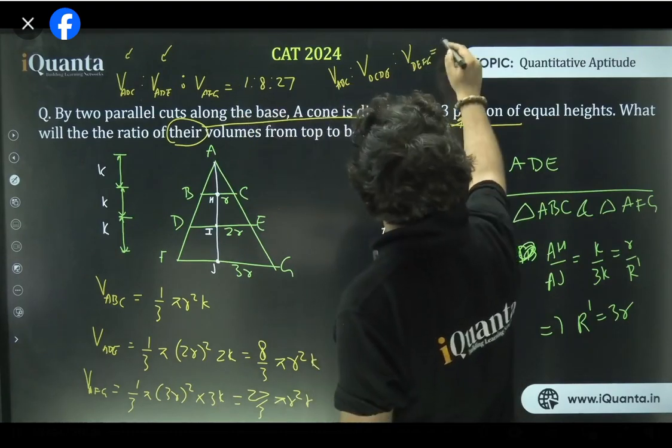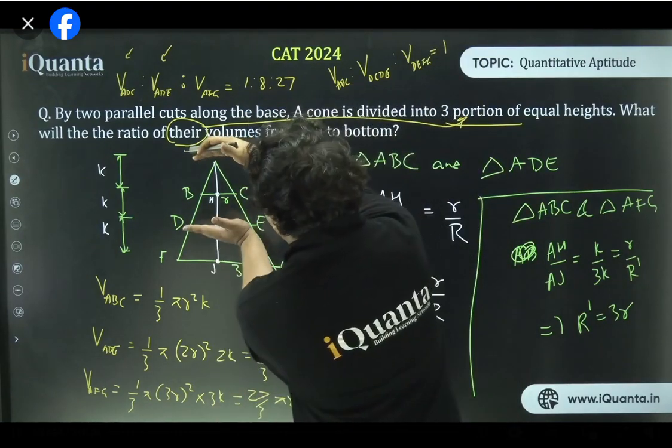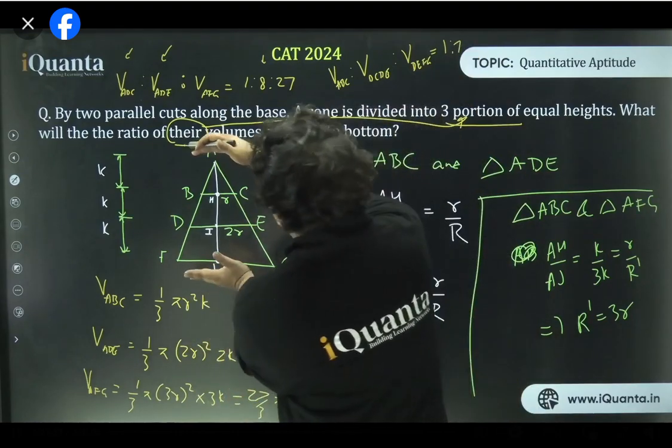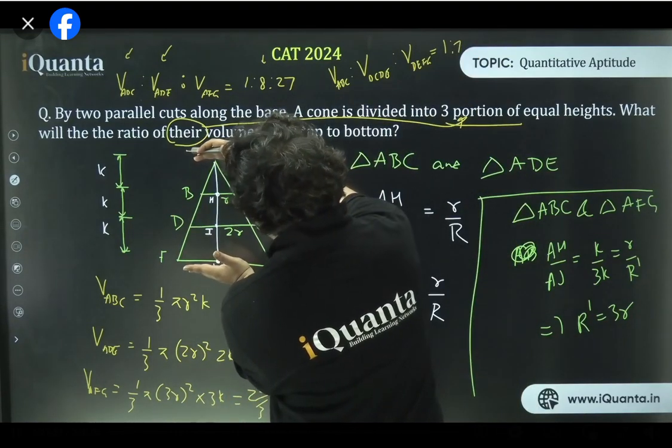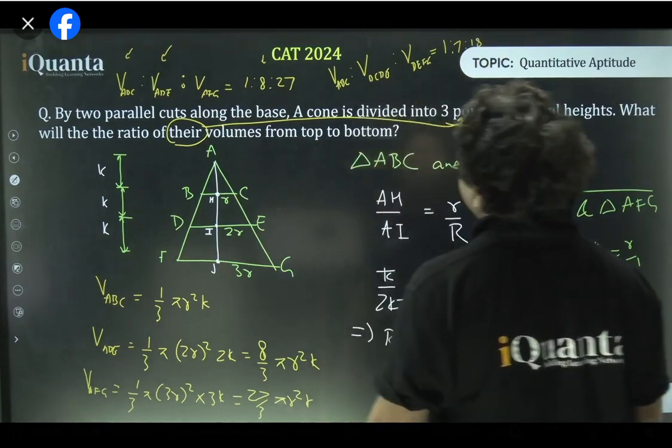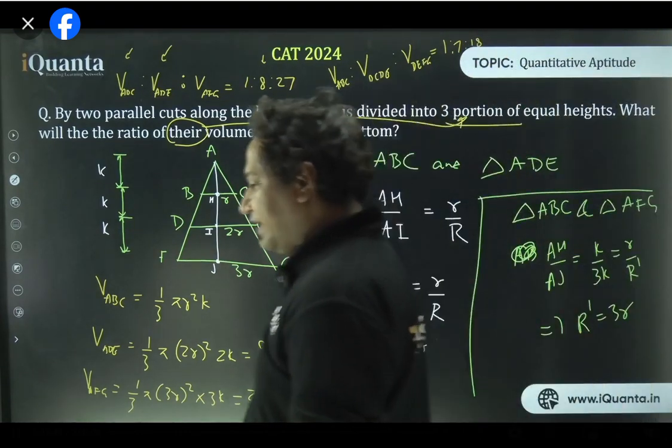तो वॉल्यूम ABC तो 1 है ही है. DCEB निकालना है तो this whole is 8 in terms of ratios. This is 1, so 8 minus 1 is 7. Is that clear? This whole is 27 and this will be 27 minus 8 minus 1. That is 27 minus 9. That is 18. The answer is 1 is to 7 is to 18. That will be the answer.